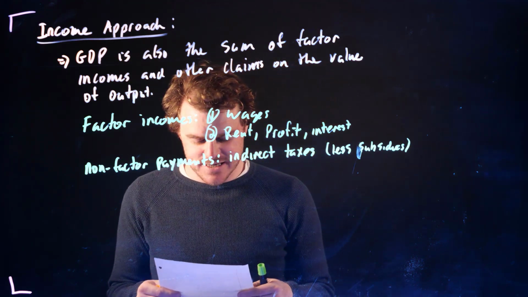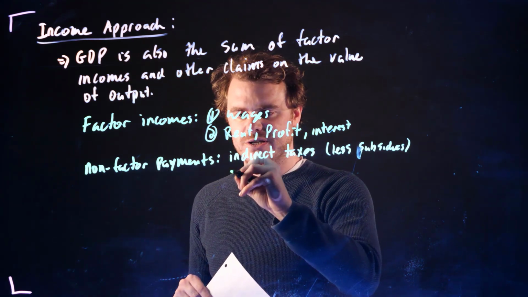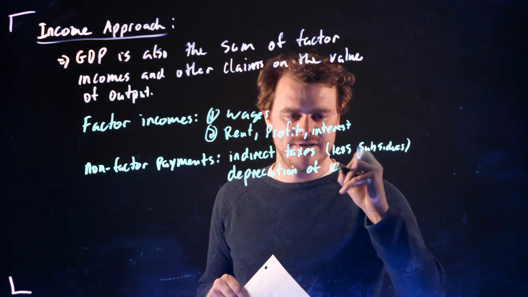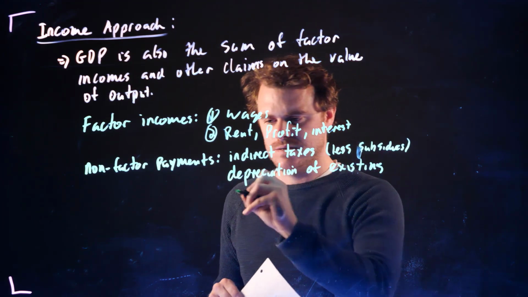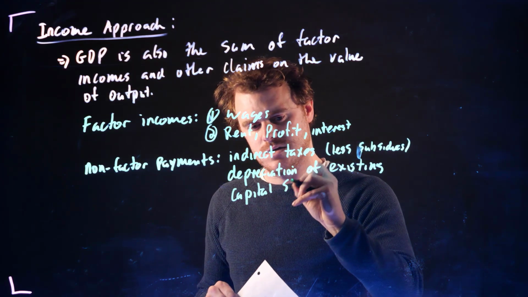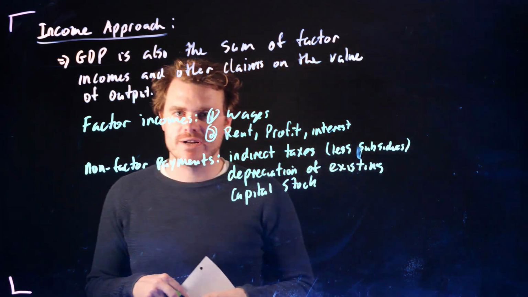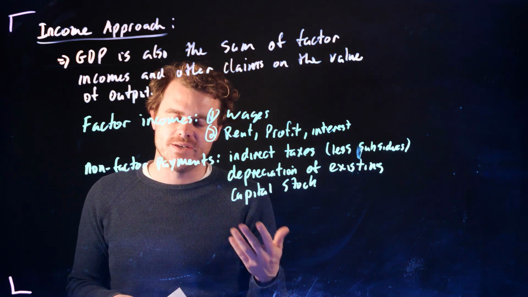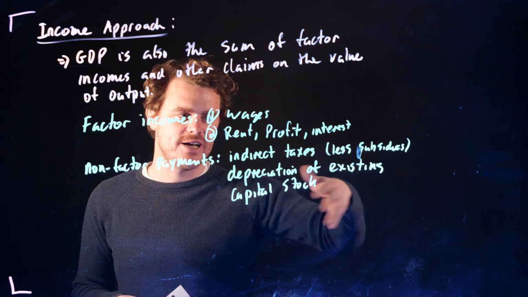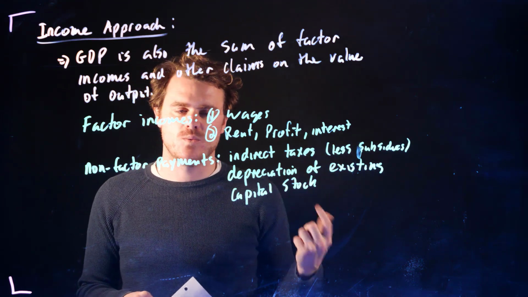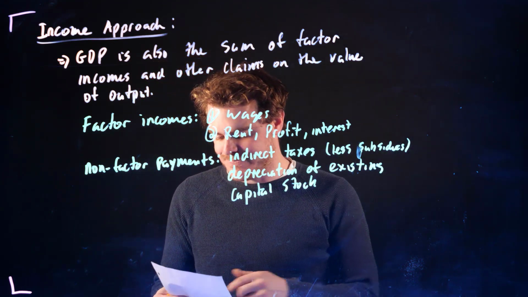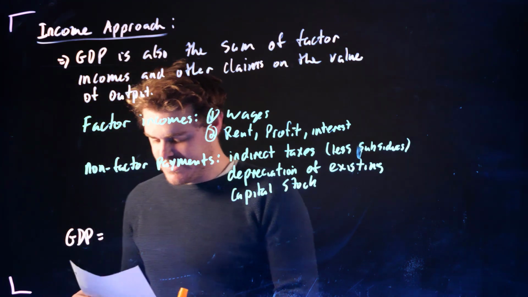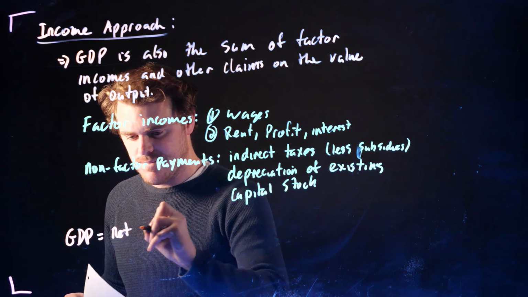So indirect taxes and depreciation of existing capital stock. As we use machinery and things like that, the wear and tear erodes the value of this machinery. Depreciation is the dollar value of this wear and tear, and we need to add that back in. So the GDP from the income side is going to be net domestic income.